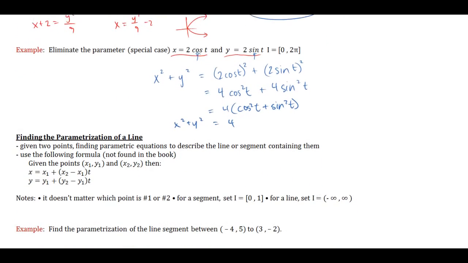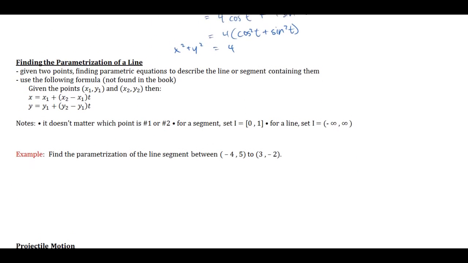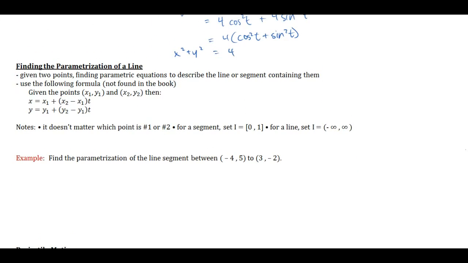How about taking a line and turning it into a parametric equation or a line segment? This is not found in the book, but it's a little equation which I think they derive later on in the book, but they don't show it. If I give you 2 points, then all you have to do is make a set of parametric equations that represent those 2 points, and then just give me the time interval. And if you have a line segment, then just restrict your interval from 0 to 1. If it's a line that goes on forever, then have your time interval go on forever, and you should be good. So what do I mean by that?